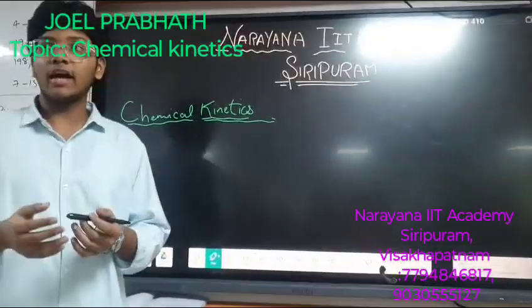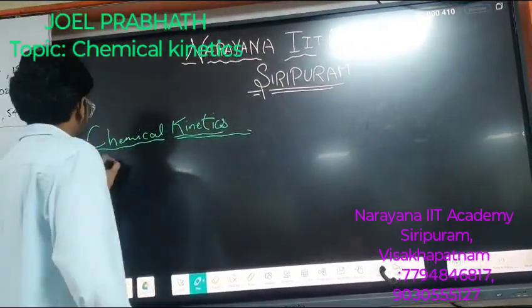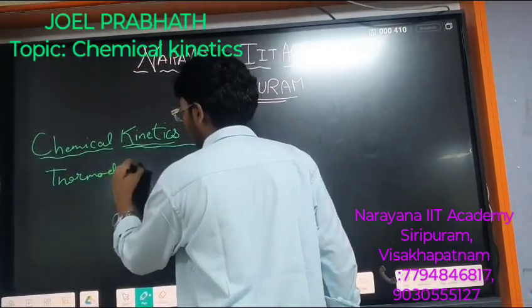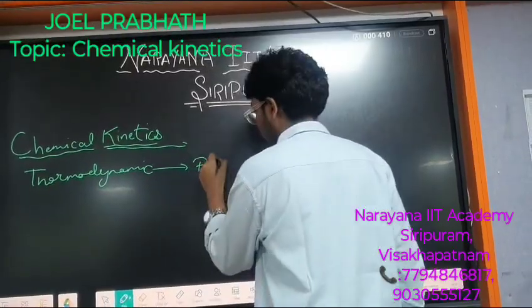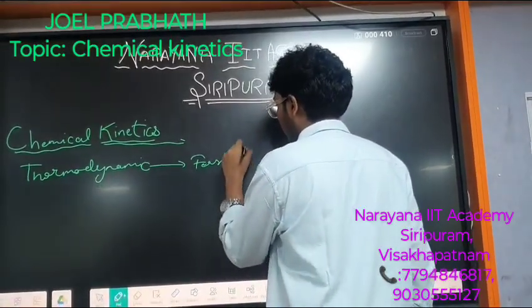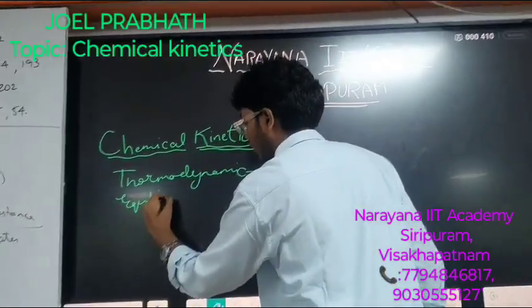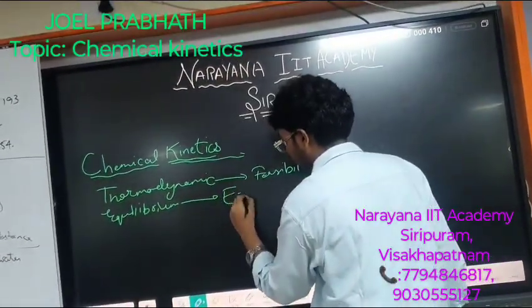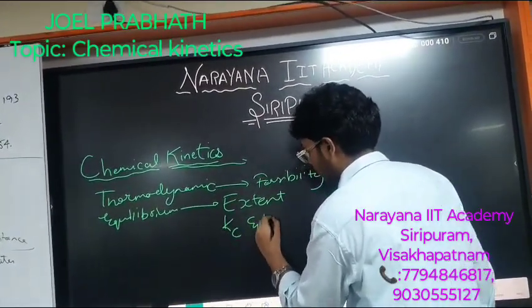Talking about chemical kinetics. We've also talked about in previous classes that thermodynamics explains the feasibility of a reaction, and the chapter equilibrium talks about the extent of reaction, where we've talked about Kc and Kp.